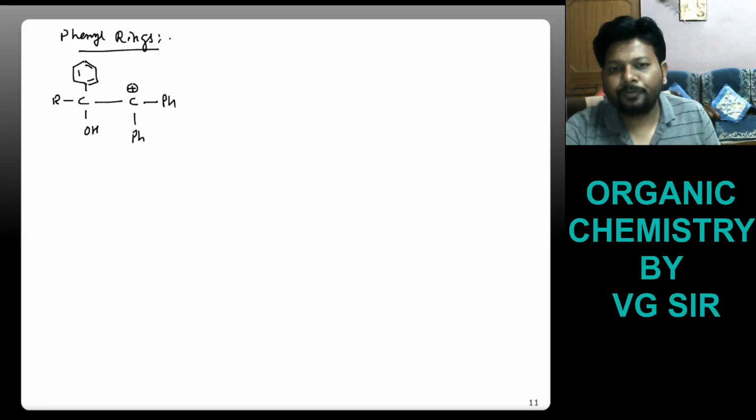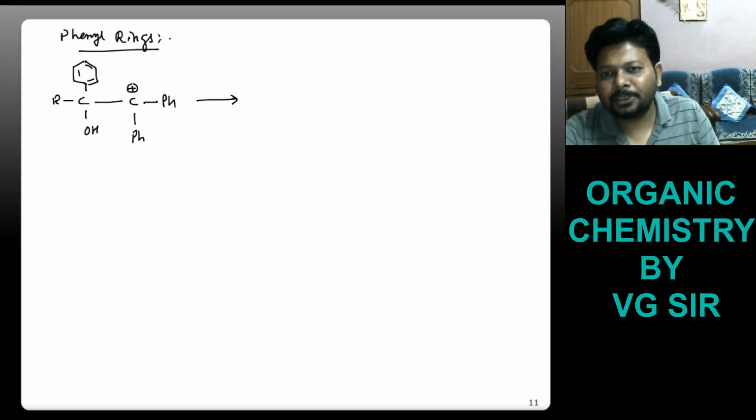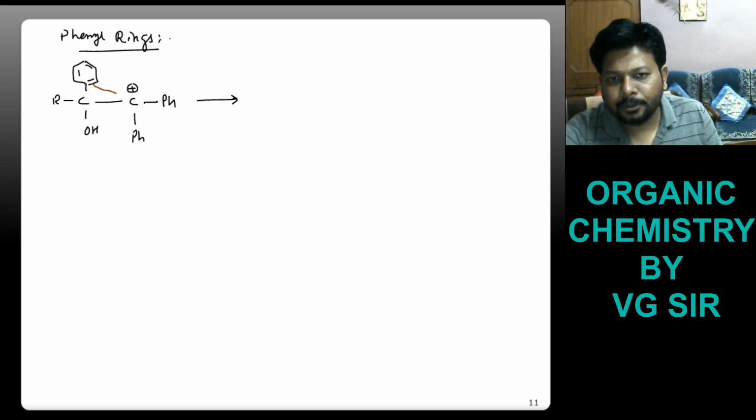Suppose this sort of carbocation you are getting, then how does the migration take place? Let's see. This bond pair will attack over this carbon, and this lone pair will start forming a pi bond. So what will we get over there?